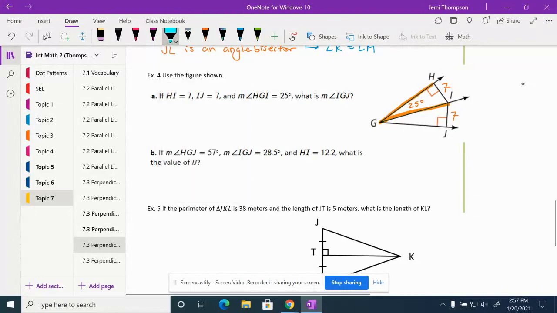The question that's being asked is what is the measurement of IGJ? Now let's make sure we've got some evidence to back up an answer before we just put it out there. By them telling me that HI is 7 and IJ is 7, I know that these are congruent, right? They have the same length, which tells me that I is on an angle bisector.